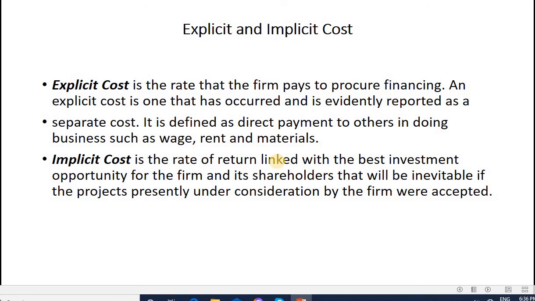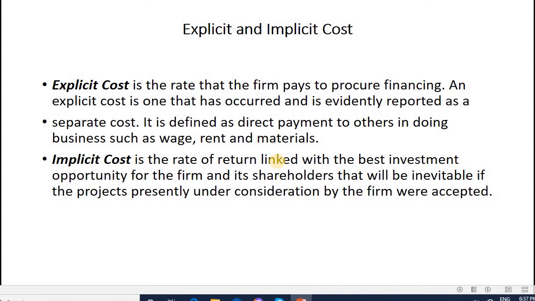The cost of not taking that project and selecting the present project is that cost. We should take into consideration that cost. It is the cost which is attached with the foregoing.